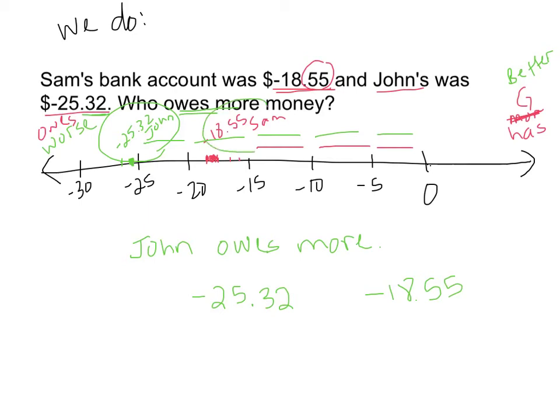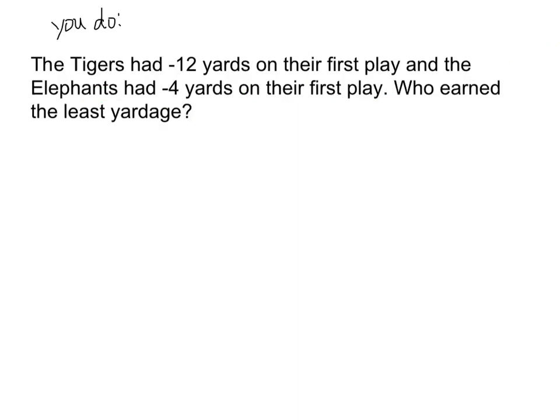And of course, this is closer to the better anyway, so the number line could have told you, but your brain is saying, oh, well, if I have to owe one or the other, I'd rather have it be the 18.55. So your alligator mouth goes to the better of the two. That's how you do the inequalities. So here's how you do. Go ahead and give it a try.